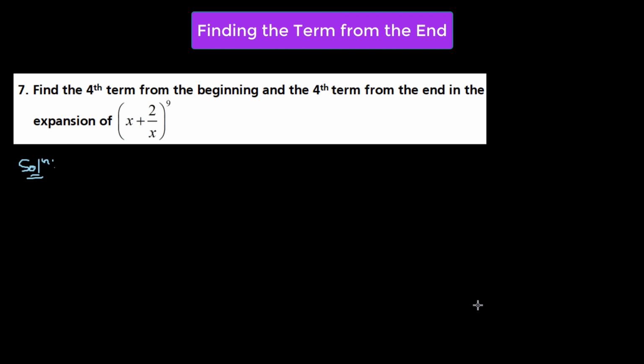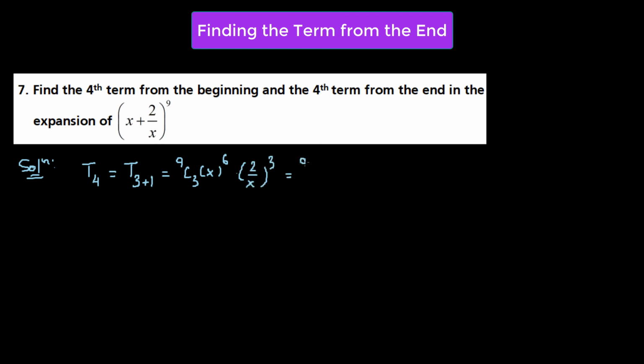So in this question, we are given a binomial expression, (x plus 2 over x) raised to the power of 9, and we have to determine the fourth term from the beginning and the fourth term from the end. So let's begin by first finding out the fourth term from the beginning. Yes, we have to find out T4. So T4 would be simply T3 plus 1, which is equal to 9C3 x raised to the power of 9 minus 3, which is 6, times (2 over x) raised to the power of 3.